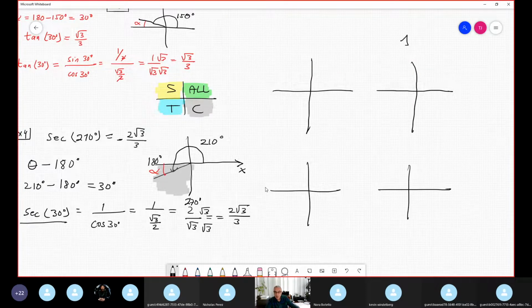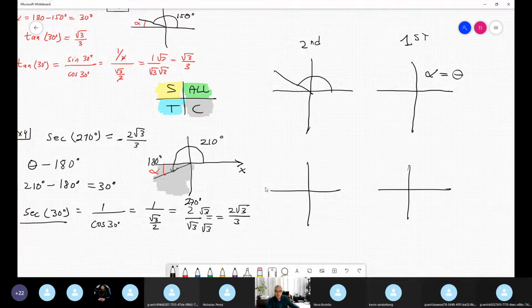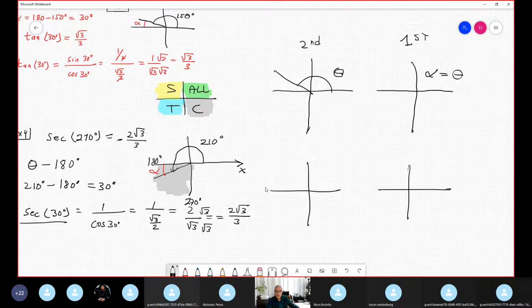In the first quadrant, when all trigonometric functions are positive, alpha is equal to theta. Theta, remember, is the given angle in the problem. Alpha is my friend, it can help me to understand the given. In the second quadrant, this is theta, and this is alpha. And the formula is alpha is equal to 180 minus theta.